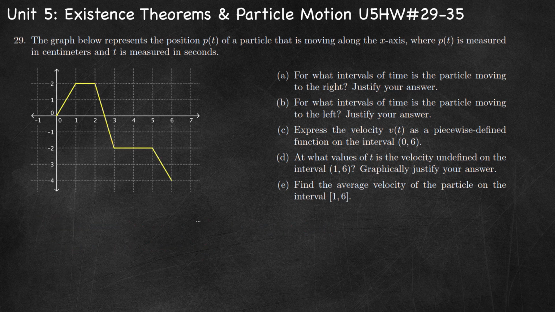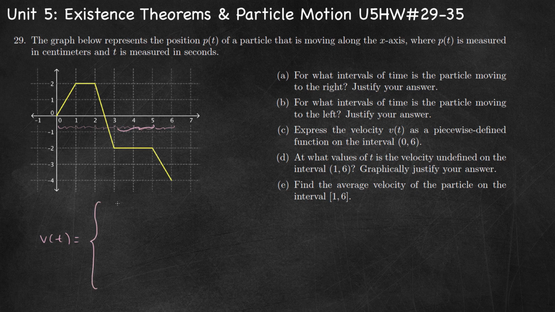Part C, express the velocity as a piecewise defined function on the interval from 0 to 6. So I have 1, 2, 3, 4, 5 pieces. I've got the piece from 0 to 1, the piece from 1 to 2, the piece from 2 to 3, the piece from 3 to 5, and then from 5 to 6. Okay, so I am writing an equation for V of t equals, and I have a lot of pieces.